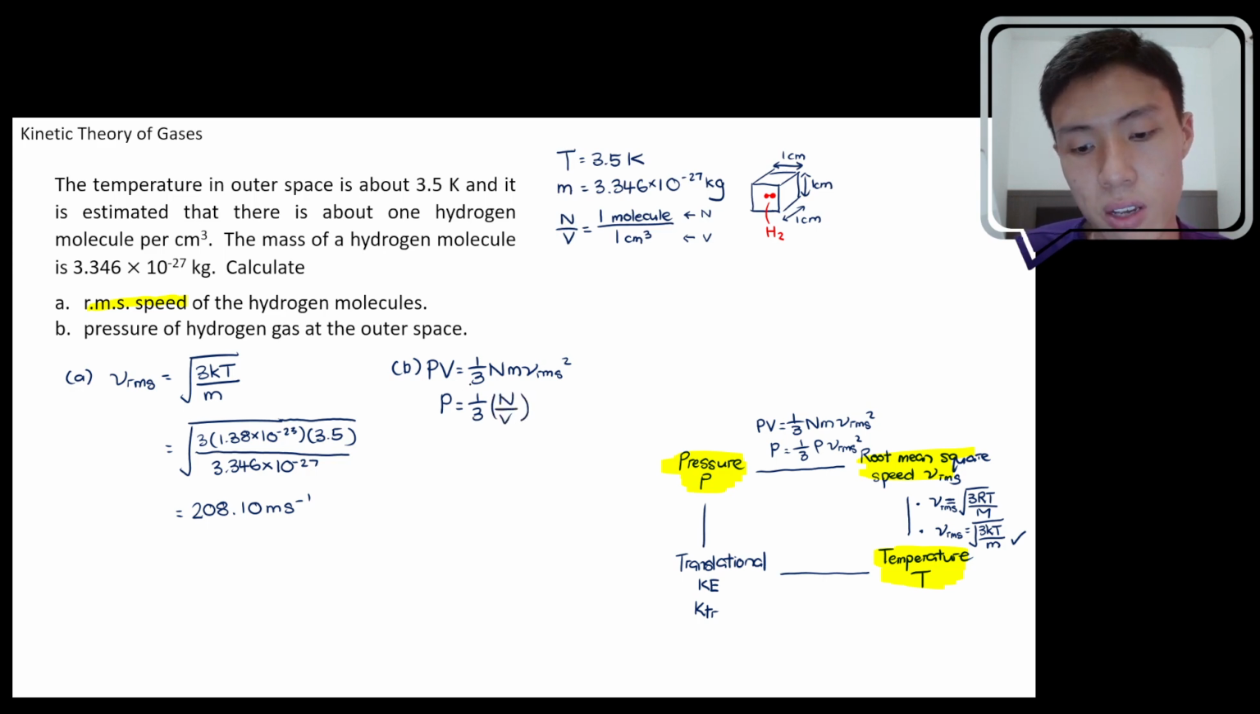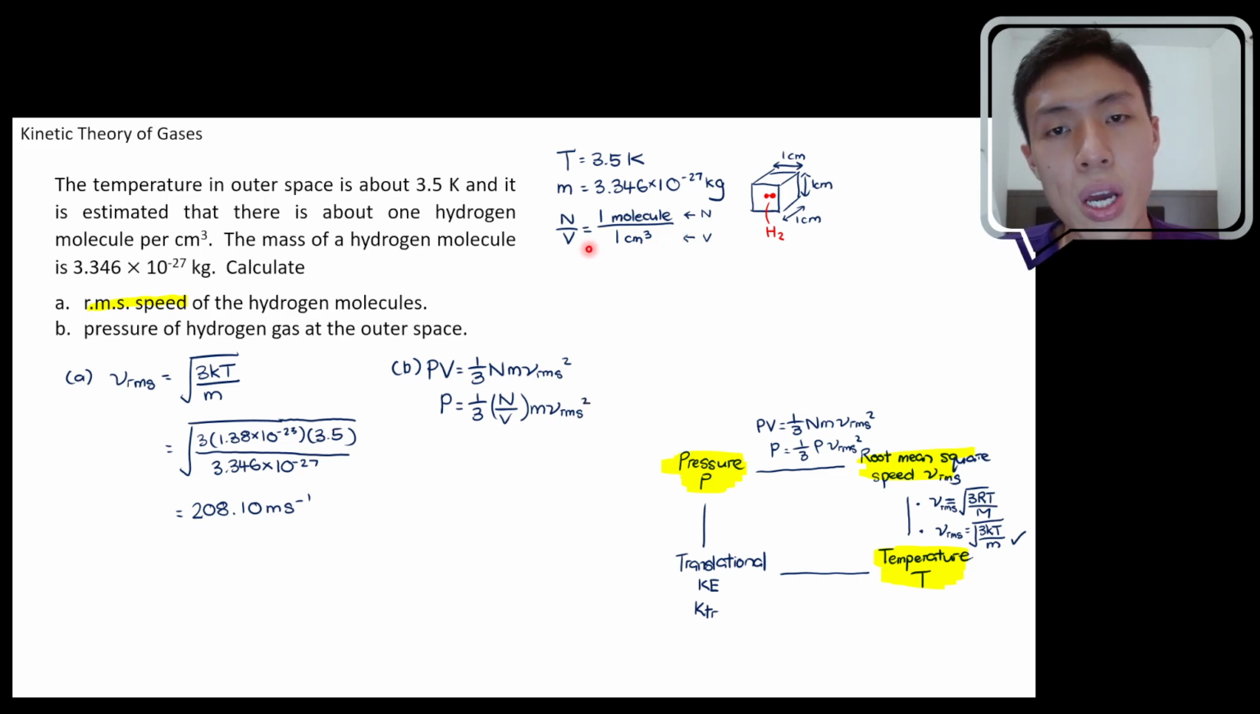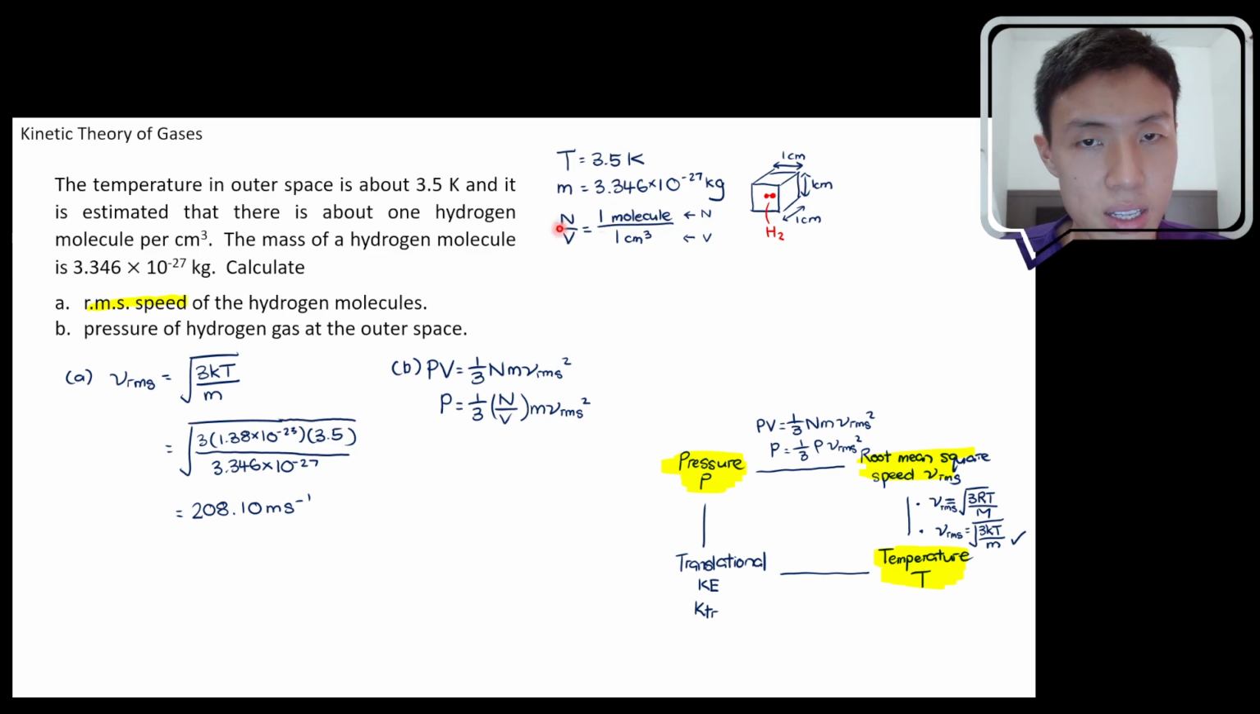So we bring the V from the left hand side to the right hand side, and now it becomes a denominator. Then the rest remains the same. We can proceed with our substitution, but before we substitute, we have to be aware that for our N over V here, the unit is per cm cube. Per cm cube is not an SI unit, so it's best that we convert it to per meter cube first, before we do our substitution.